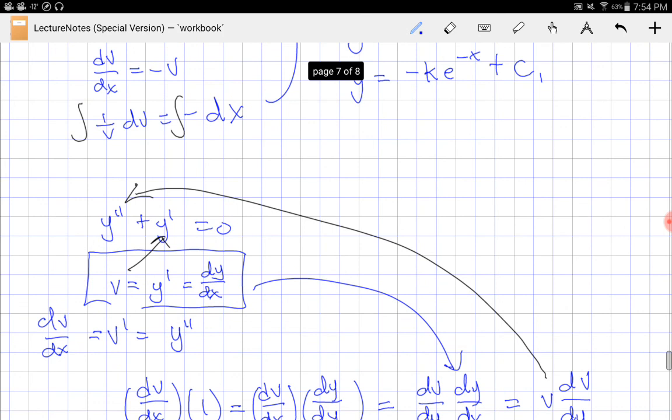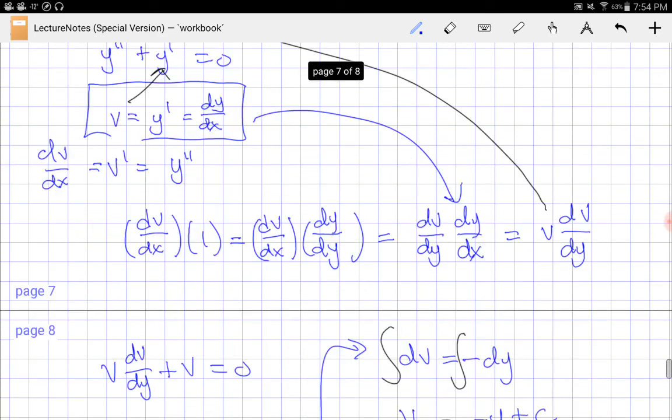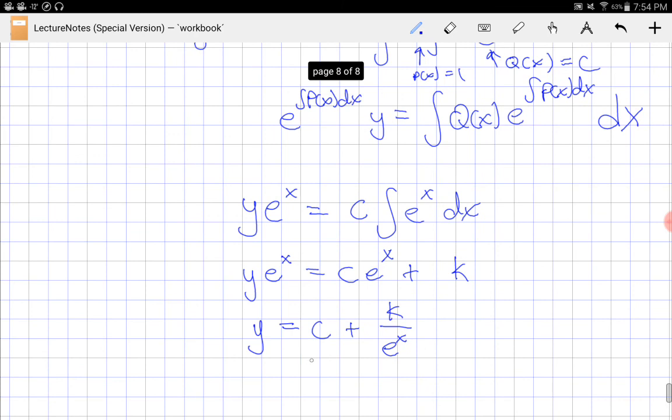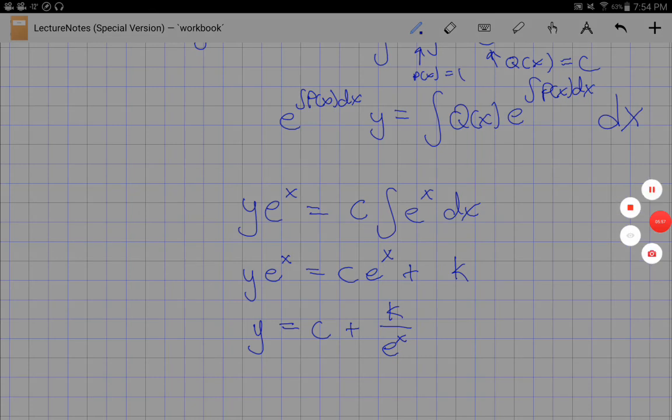Now we can compare these answers. We see that y equals negative k e to the negative x plus c1. And we see that y equals c plus k times e to the negative x. So we find that from both methods, we obtained the same solution.